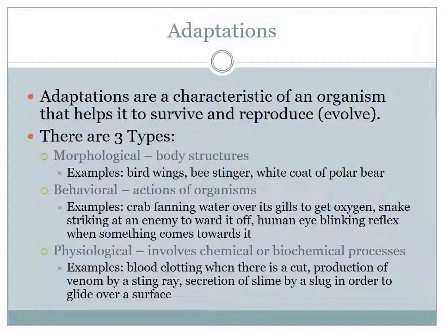And physiological adaptations are where there's a chemical or biochemical process involved. This is going to be when you fall down and cut yourself. There's a blood clotting reaction that has to do with homeostasis, believe it or not. There's a production of venom in a stingray. That venom is a chemical that's used for defense. Slugs secrete a slime in order to glide over surfaces. That slime is a chemical that allows it to move. These are all adaptations that allow organisms to survive.